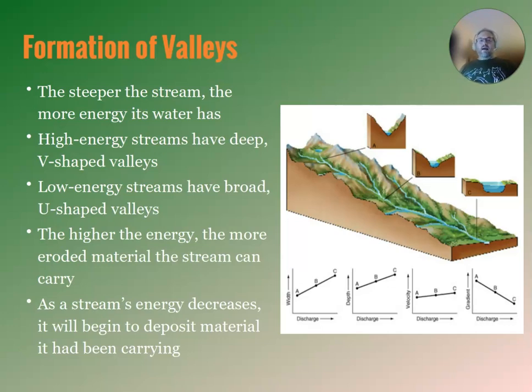And as that stream's energy decreases, it will begin to deposit material that it had been carrying. It doesn't have the energy to continue moving stuff along, and so it's going to start to drop it off. So we're going to see a transition from an erosional environment where we have high energy, steep streams to a depositional environment where you have low energy, less steep streams.